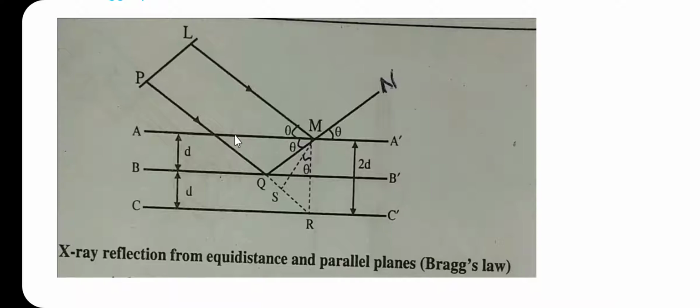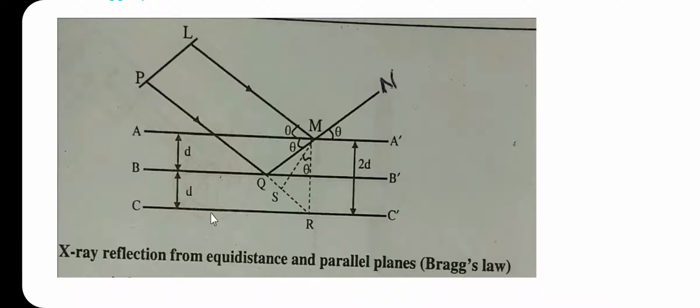Now consider an incident ray LM. This is the incident ray, the first ray, LM, which reflects at M along MN. On the other hand, this is the ray PQ. Ray PQ penetrates the crystal and reflects along QN. So the second ray, PQ, penetrates the crystal and reflects along QN by the atoms in the BB plane.